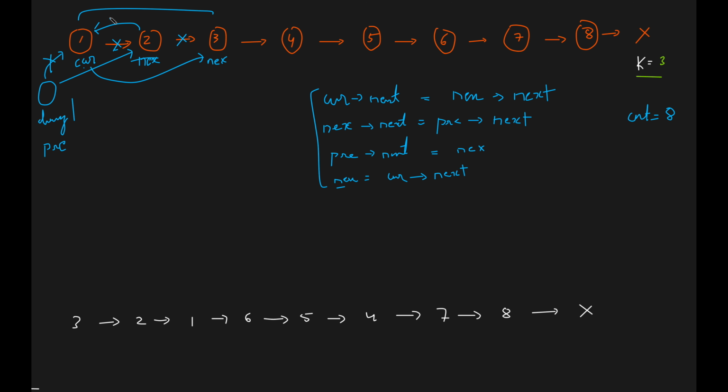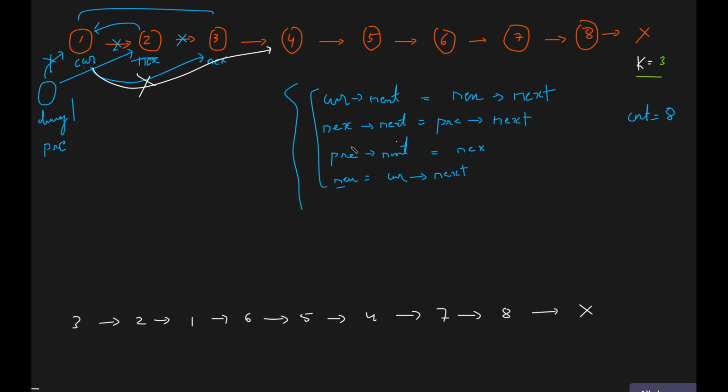After this, you need to make sure 3 also points to 2, because that is also a part. So what you do is again perform this same number of steps. So let's do it. So cur's next should point to next's next. Let's break cur's next and point it to the next.